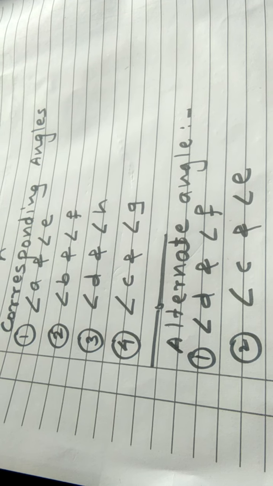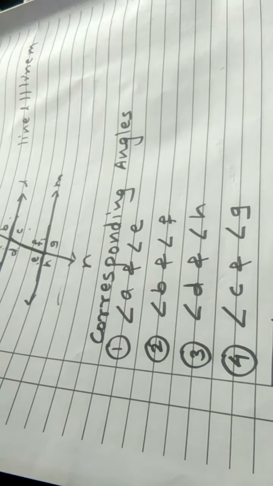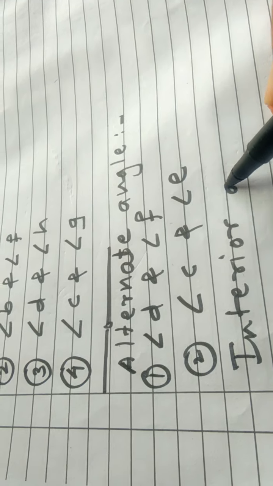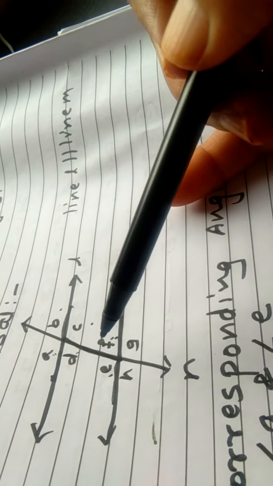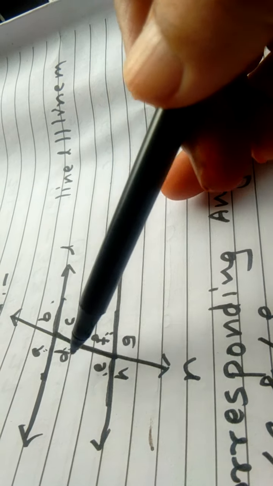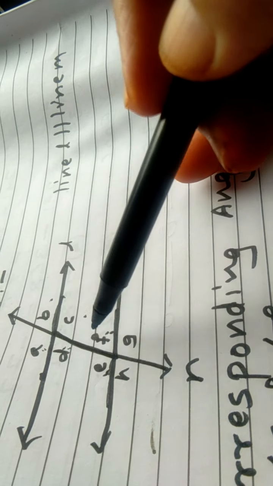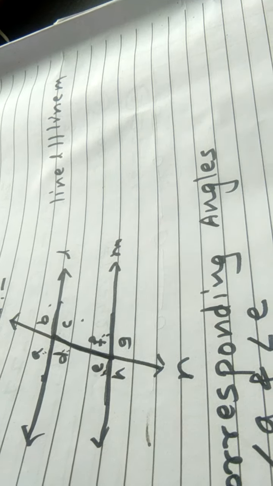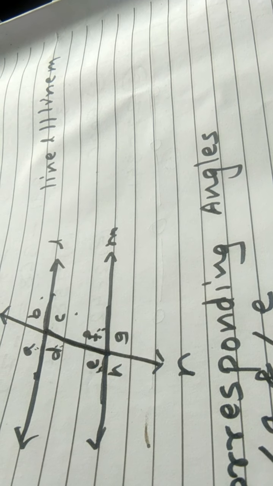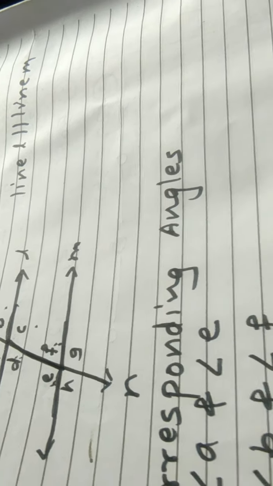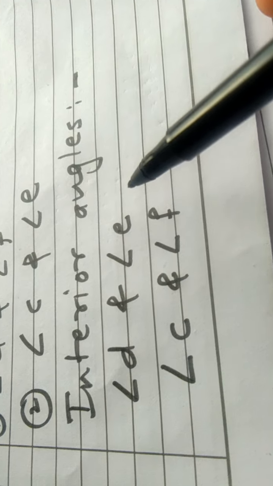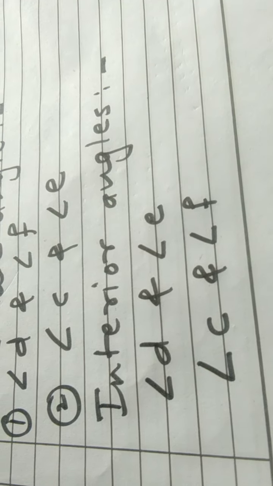Now one pair is remaining, that is interior angles. Now see which are interior angles. Interior angles means inside angles, that is angle D and angle E, then angle C and angle F. These are the pairs of interior angles.